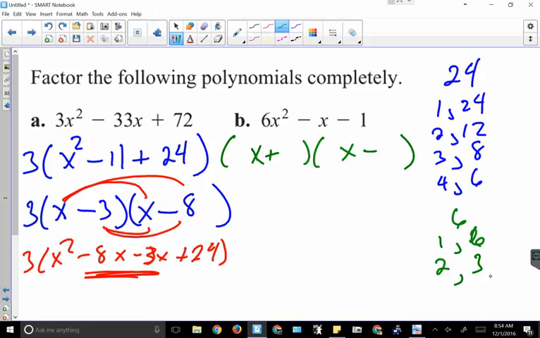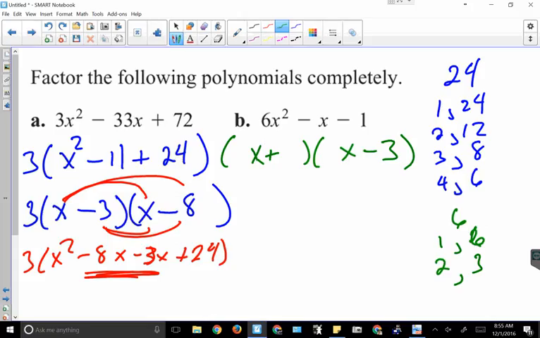So I need to have my 3 to be negative. So if I put my 3 here, and now I need to be able to get to 6. Well, am I going to be able to put my 3 here and multiply something to get to the 6x squared here? And the answer is no.